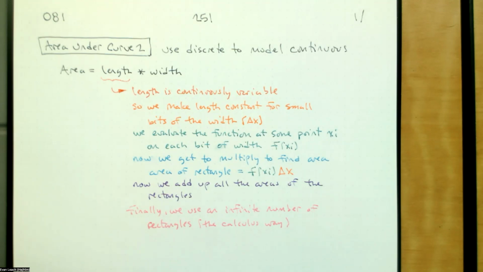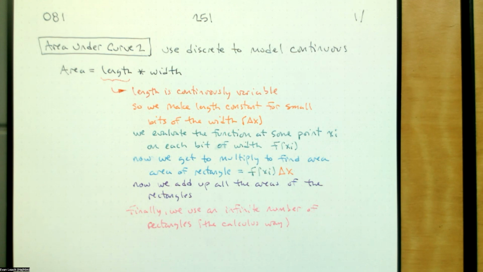We're just going to look at a low resolution version of what's going on. We're going to use the discrete to model the continuous. Calculus is about continuous change. And the way we do that is we make a discrete change to model the continuous change. And we just do this discrete change more often. How often? Forever. This is your life now.